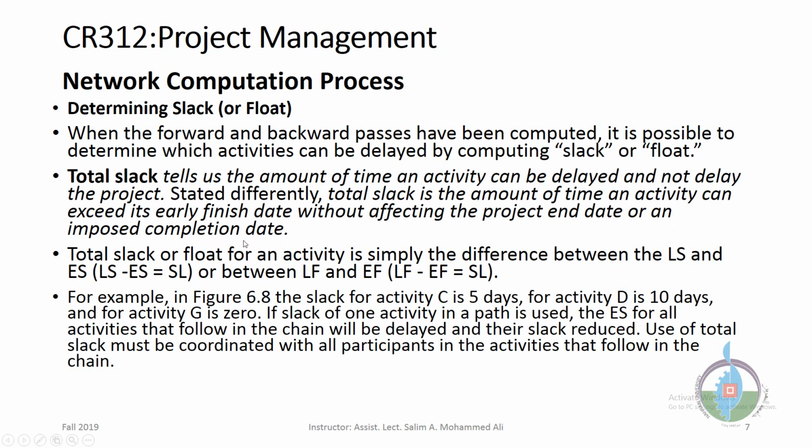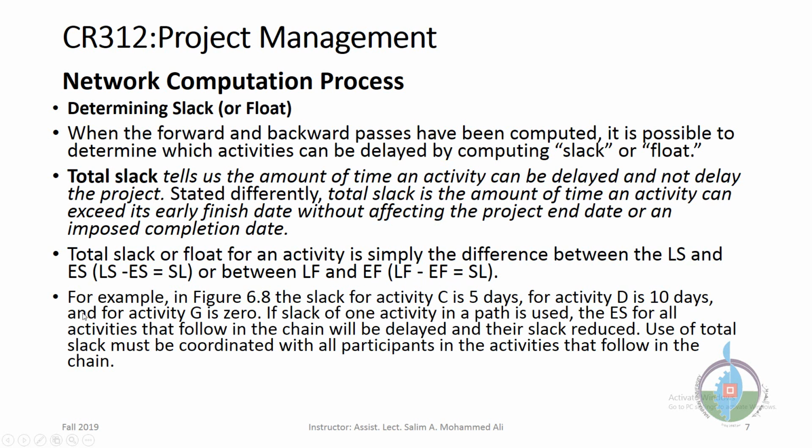The activities that are not on the critical path have total slack, because we can delay them a little bit without affecting the whole project. Total slack or float for an activity is simply the difference between LS and ES, the latest start and earliest start, LS minus ES, or LF minus EF, which is latest finish minus early finish.